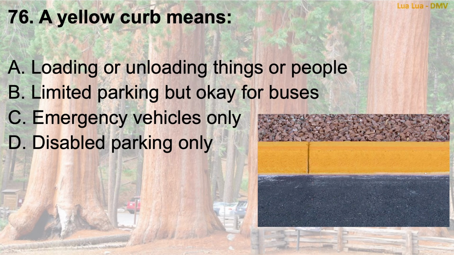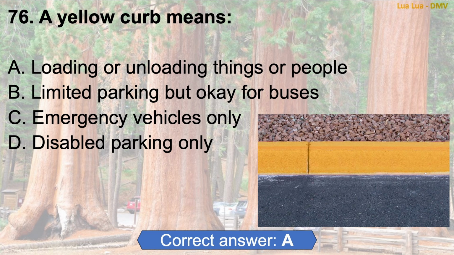Question 76. A yellow curb means A. Loading or unloading things or people. B. Limited parking but okay for buses. C. Emergency vehicles only. D. Disabled parking only. The correct answer is A. Loading or unloading things or people.